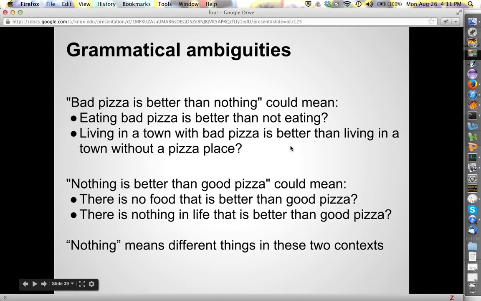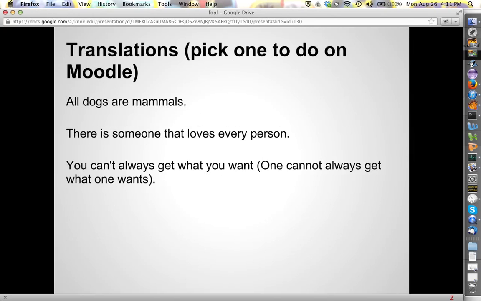When we say bad pizza is better than nothing, do we mean eating bad pizza is better than not eating? Living in a town with bad pizzas, versus living in a town without a pizza at all? You're sort of reasoning about the absence of something. And then nothing is better than good pizza. This one's a little bit easier to translate. There's no food that exists that's better than good pizza, or maybe there's nothing in life that's better than eating good pizza. If we translate these a little bit more precisely, you'll see that nothing in this case means two different things in these two different contexts.